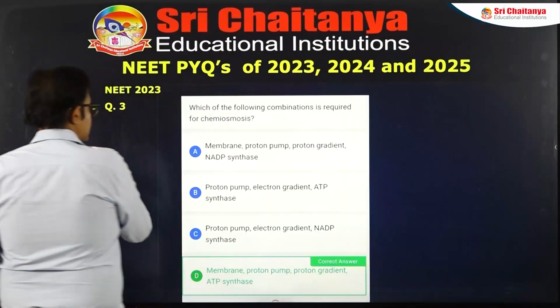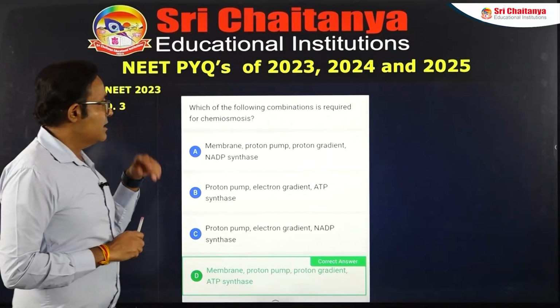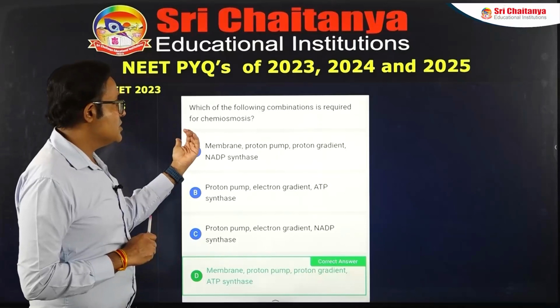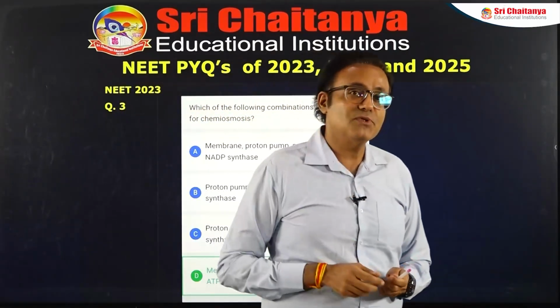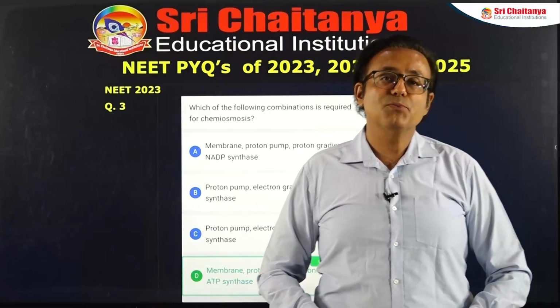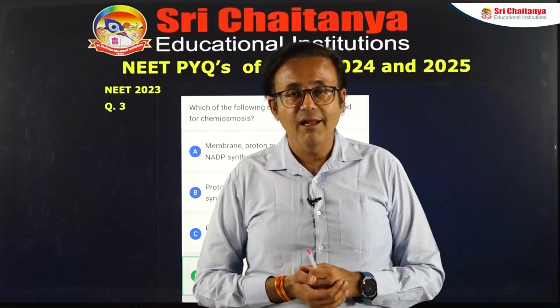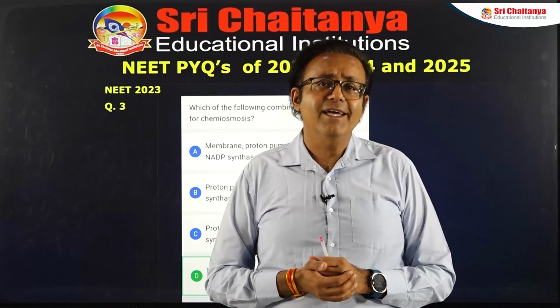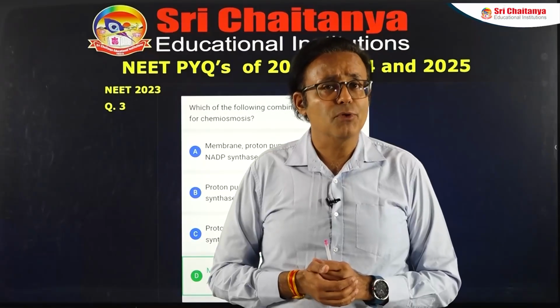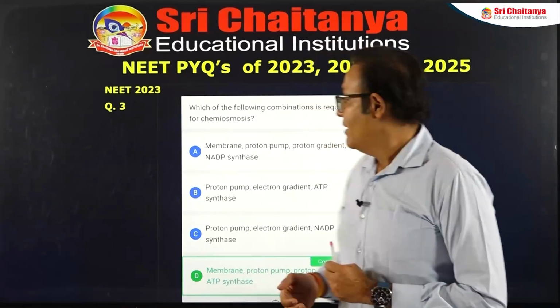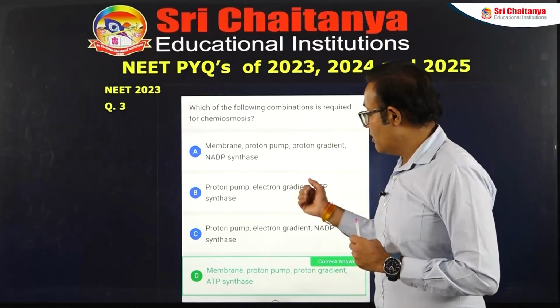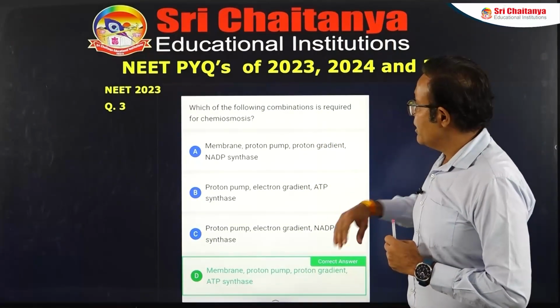Now, this was another question: which of the following combinations is required for chemiosmosis? Students, you know about chemiosmosis. The chemiosmotic hypothesis was actually proposed by Peter Mitchell and is very well given in both the chapters of photosynthesis and respiration to explain how ATP is formed. So, let us have a quick look. Which of the following combinations is required?